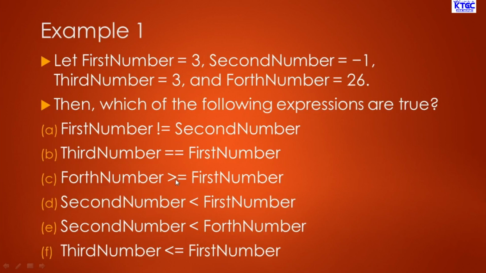The fourth number is greater or equal to first number. How true is that? Let's check the fourth number. The fourth number is 26. And then the first number is what? 3. It's not true. This is false because the fourth number is greater. It's not equal to the first number. So it's just greater than the first number. So this is what? False.